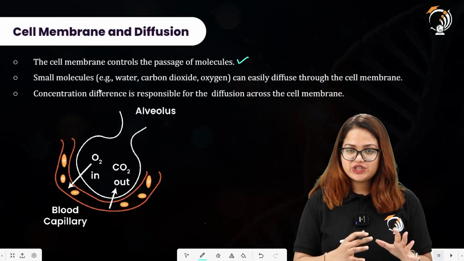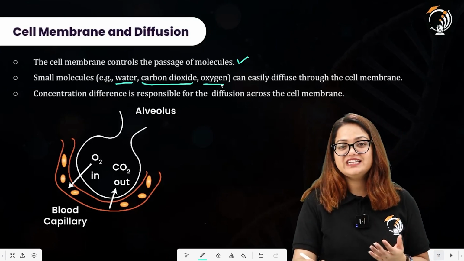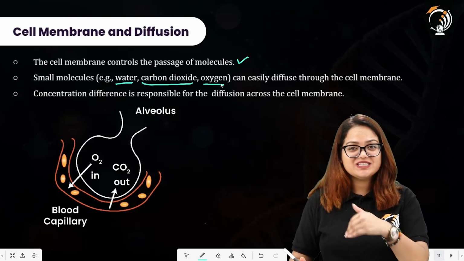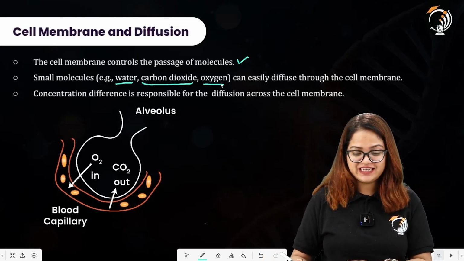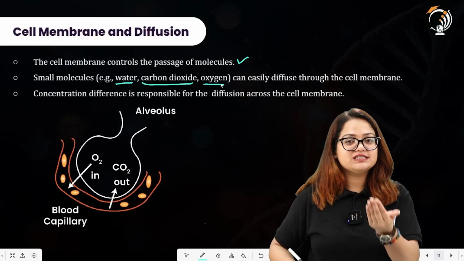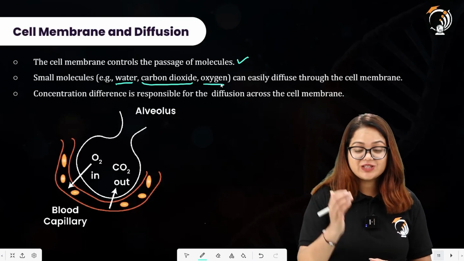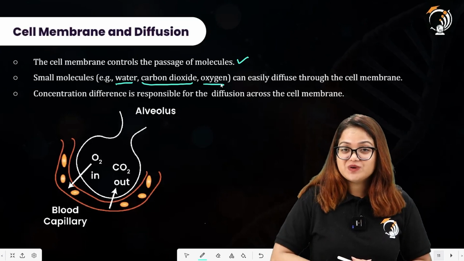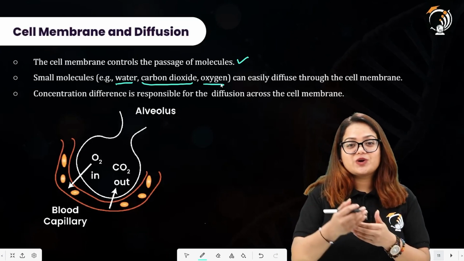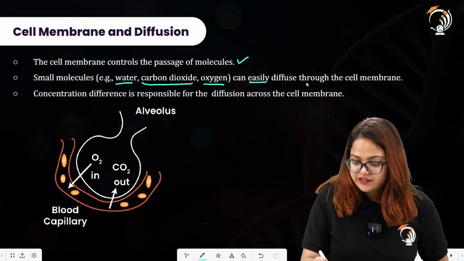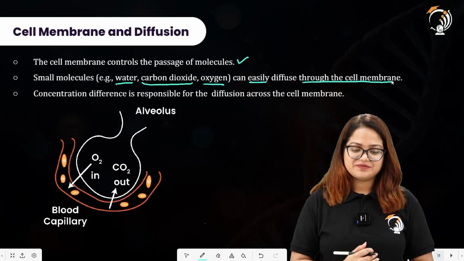The small molecules, such as water, carbon dioxide and oxygen, all move across the cell membrane. Water is required by the cell to carry out chemical reactions. Carbon dioxide is a toxic material that should be removed from the cell. Oxygen is required for energy production, that is, aerobic respiration. So all of these molecules can easily diffuse through the cell membrane. The cell membrane allows these molecules to pass across it.